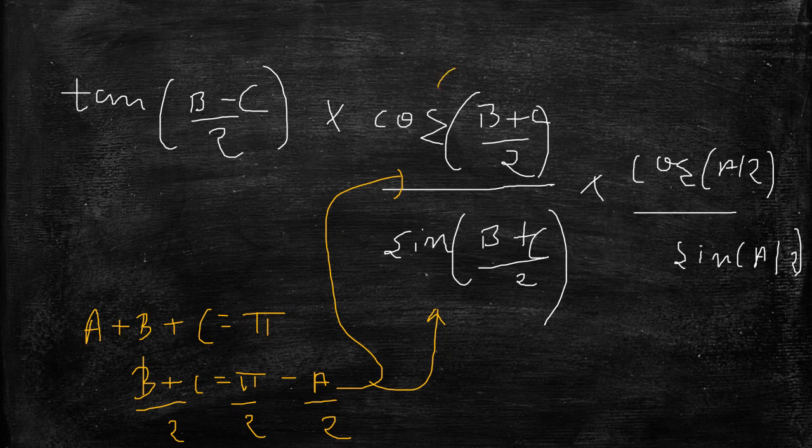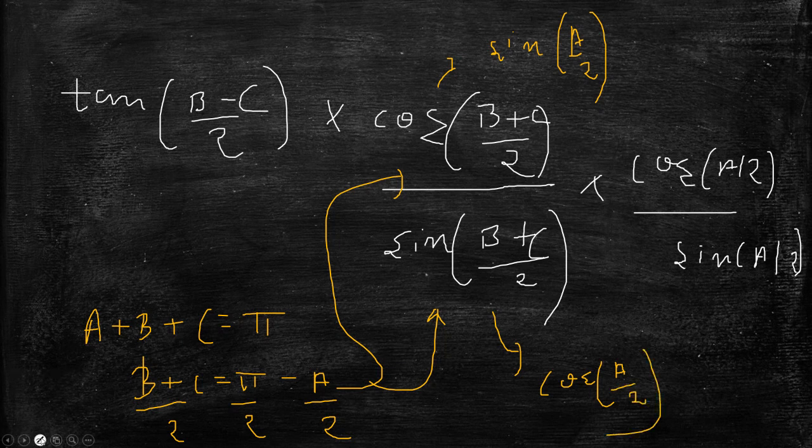So this will become my sine of A by 2. And this will be cos of (B plus C) by 2, which will become sine of (B plus C) by 2, which will become cos of A by 2. Now this will get cancelled. How will it get cancelled? This cos A by 2 gets cancelled with cos A by 2, and this sin A by 2 gets cancelled with sin A by 2, and we are left with tan of (B minus C) by 2.